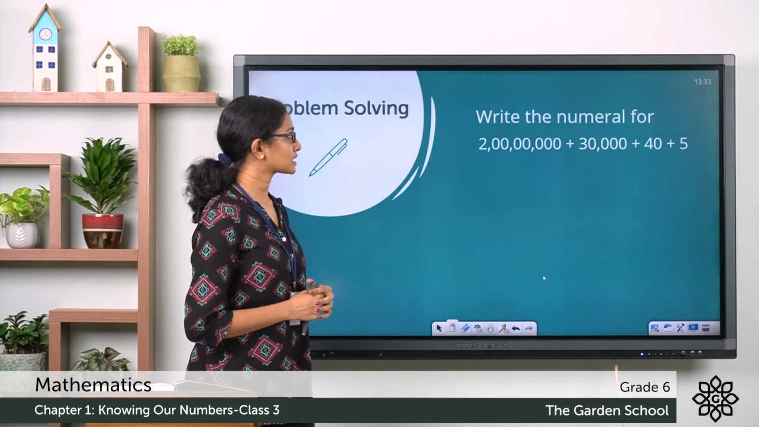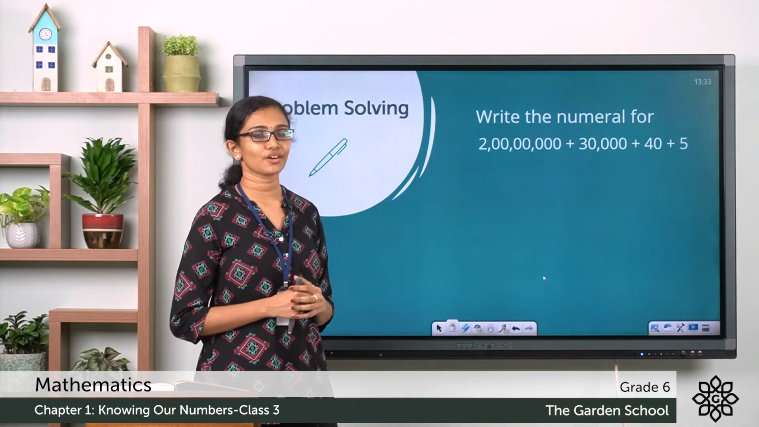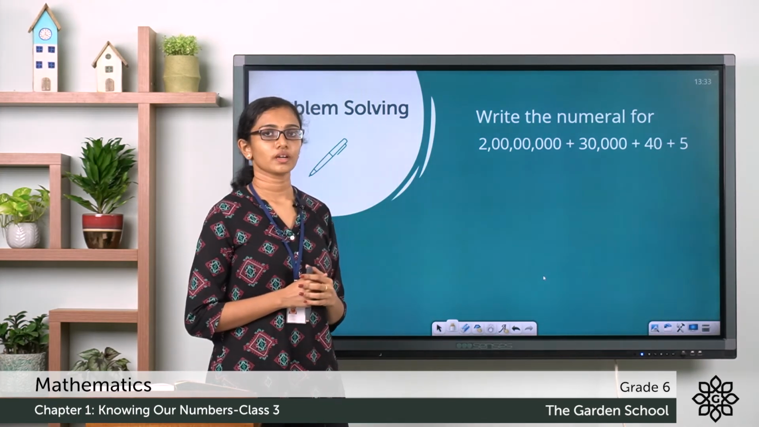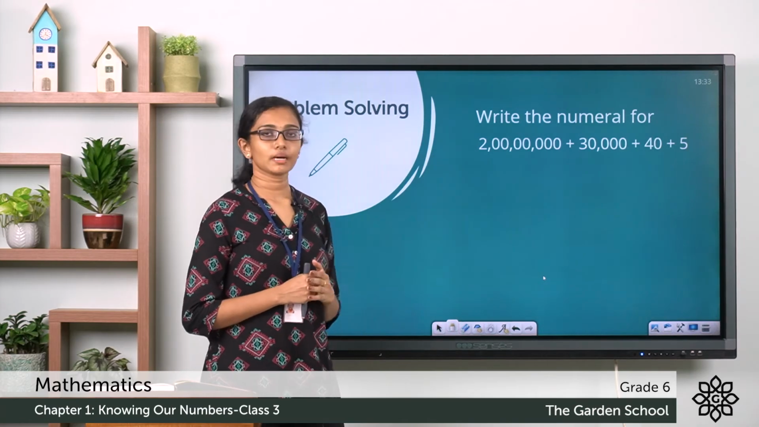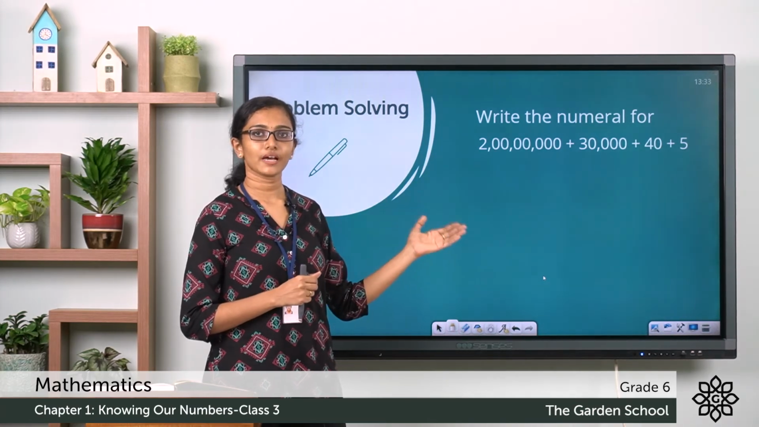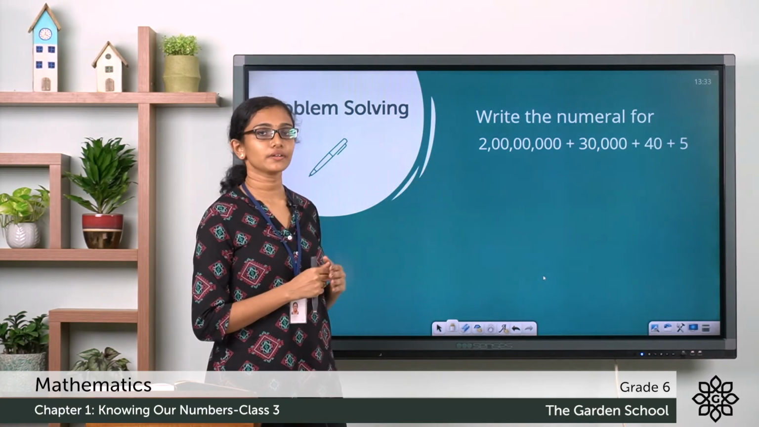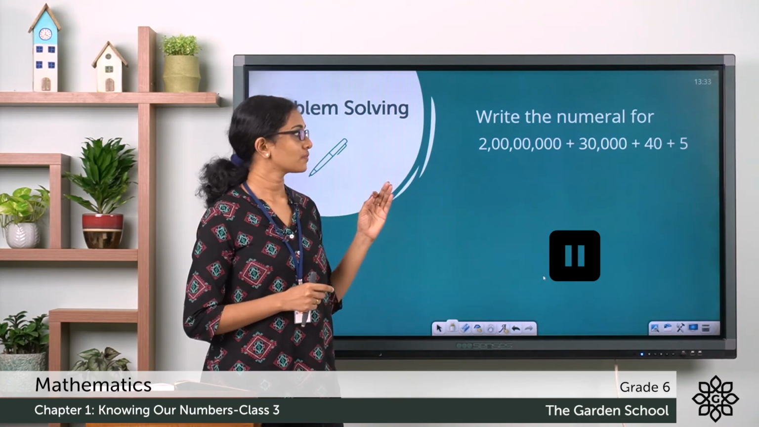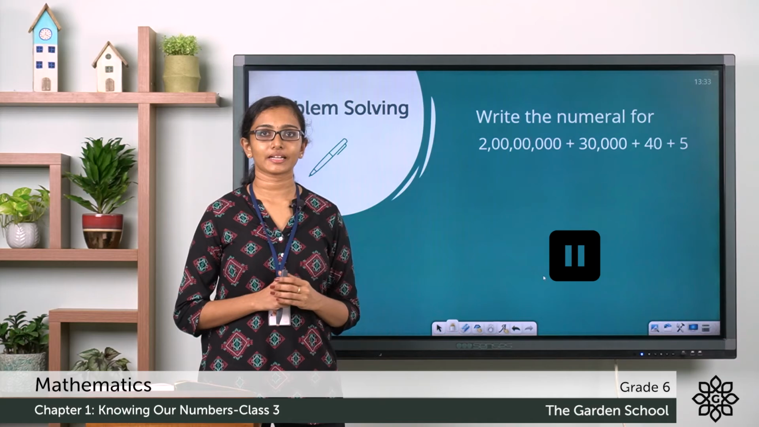Now let's do one activity. Please note down this question in your notebook. Write the numeral for this one. So you have got the sum of the place values here. You have to write the standard form of this expanded form. Please pause this video, finish doing this activity and come back.